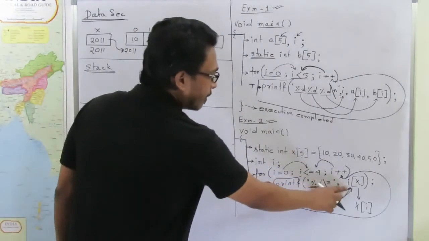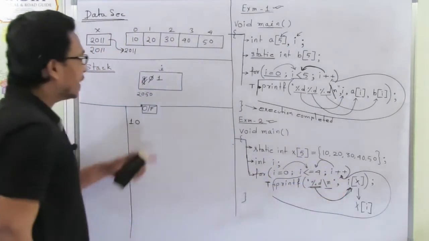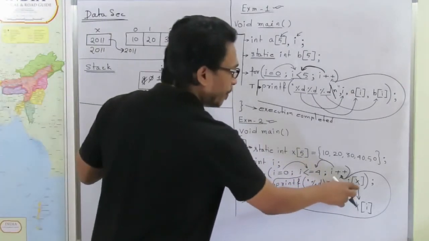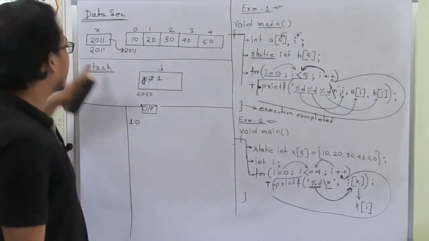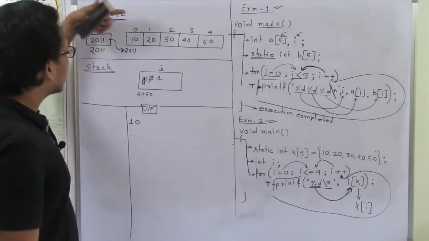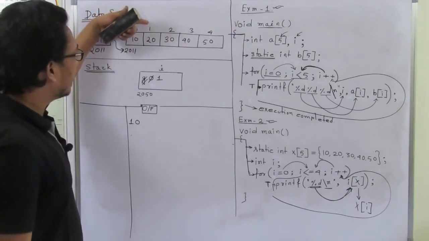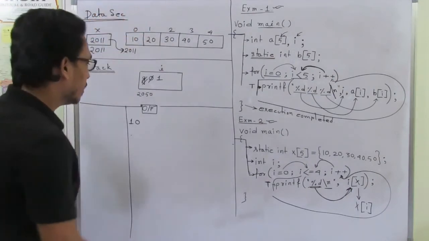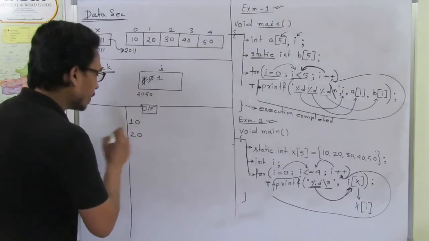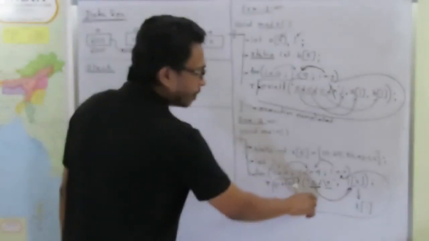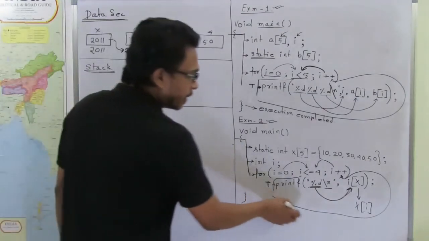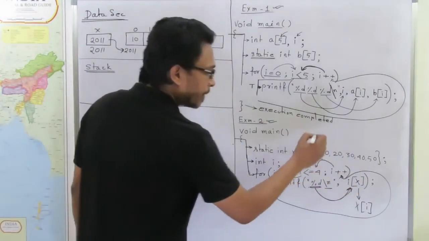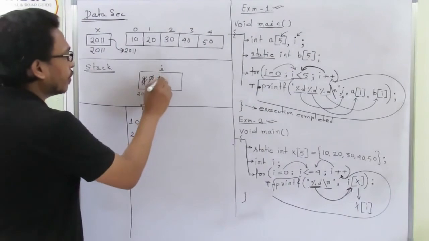%d, I, the value of I is 1 from X. That means the index is 1 from the array X. So in array X, what is there in index 1? In index 1 the element is 20. So now it will print the value 20 here. Now \n is encountered by the system, so control comes to the next line. After that control goes to this increment instruction and increments the value of I.